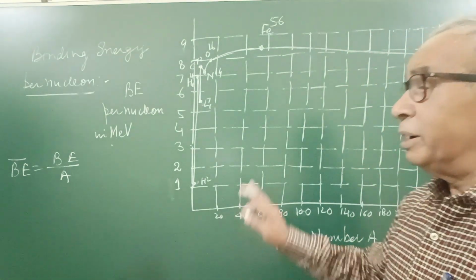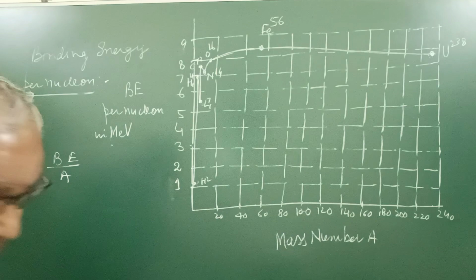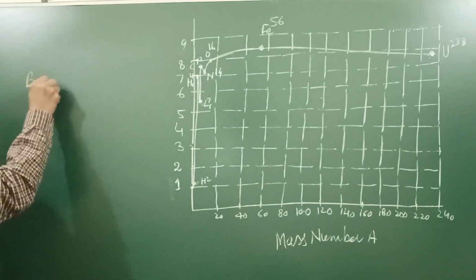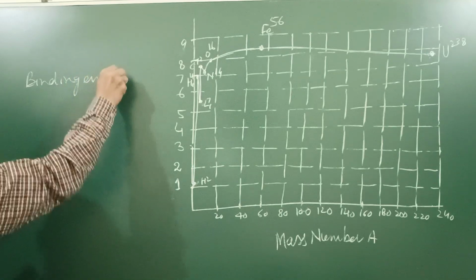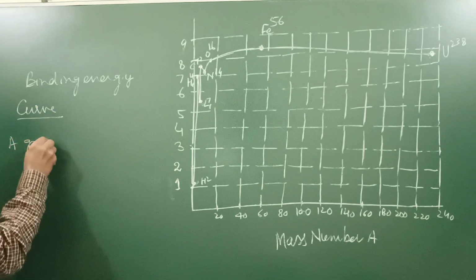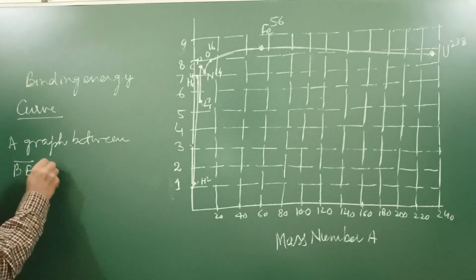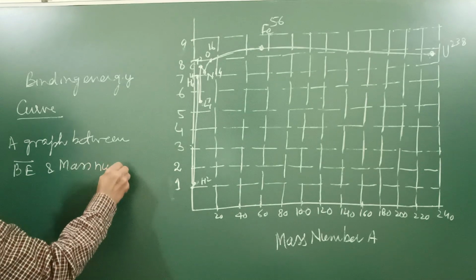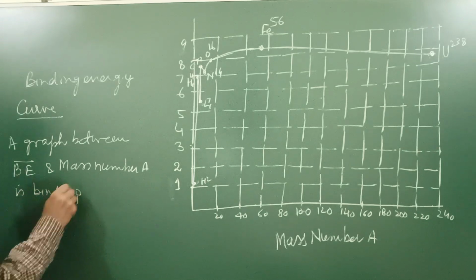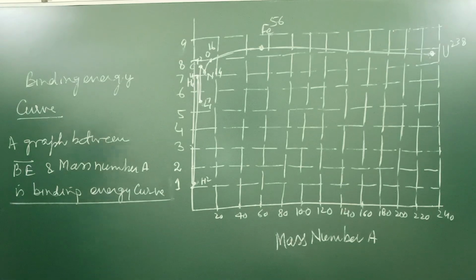So here, what is binding energy curve? It is a graph between binding energy per nucleon and mass number A, and it is called binding energy curve. This type of question we find there unanswered.